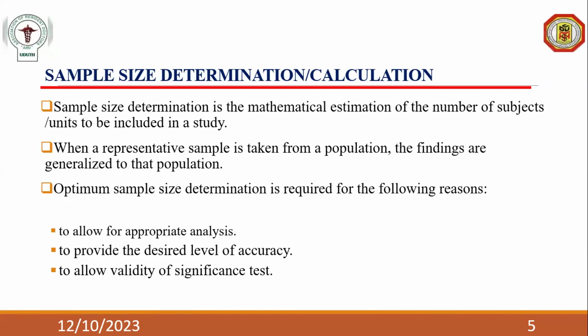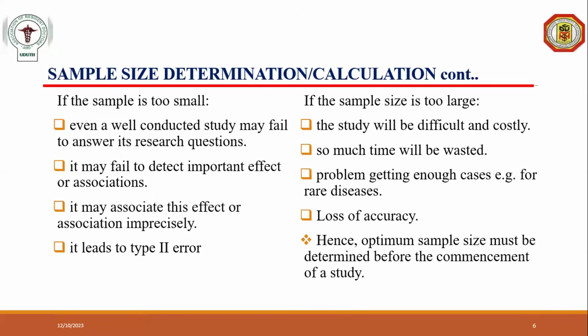So the optimum sample size determination is required for the following reasons. One, to allow for appropriate analysis, to provide the desired level of accuracy, and to allow validity of significance tests. So now let's look at these issues.